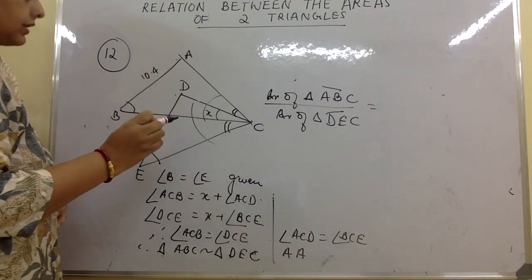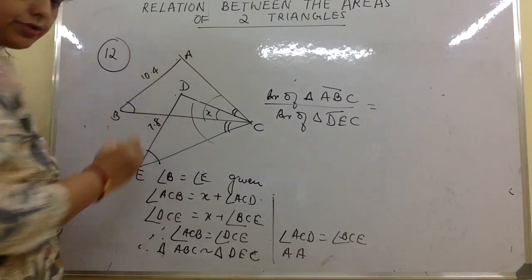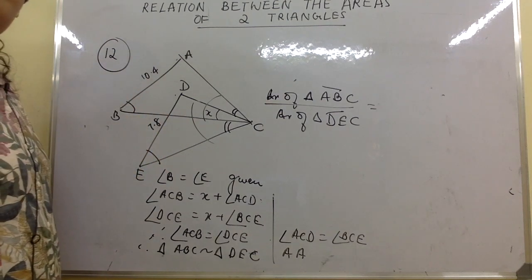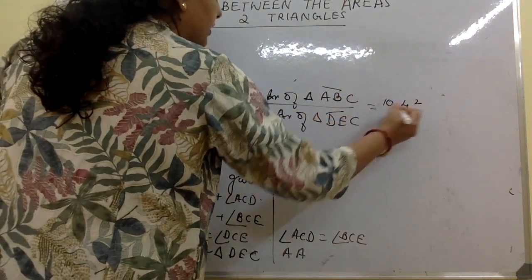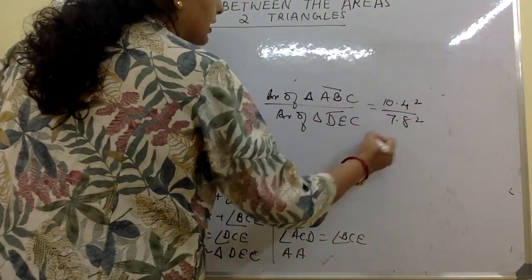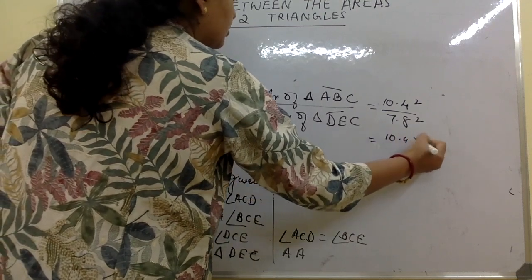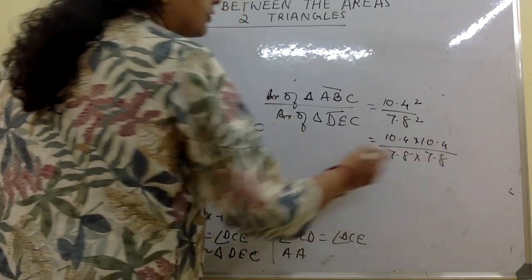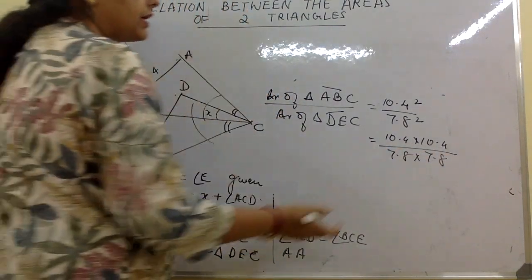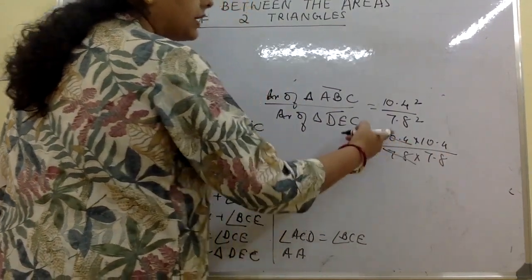So this is 10.4 square by 7.8 square. So that is 10.4. Please don't multiply, I am repeatedly telling. Rather, split them into factors and divide. Now this is going by how much?